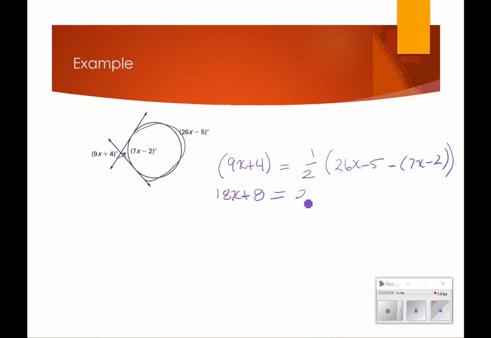So 26x minus 7x is going to be 19x, and then -5 minus a -2 is going to be -3. So now if I subtract 18x from both sides, I'm going to get 8 equals x minus 3, and if I add 3, x is 11.